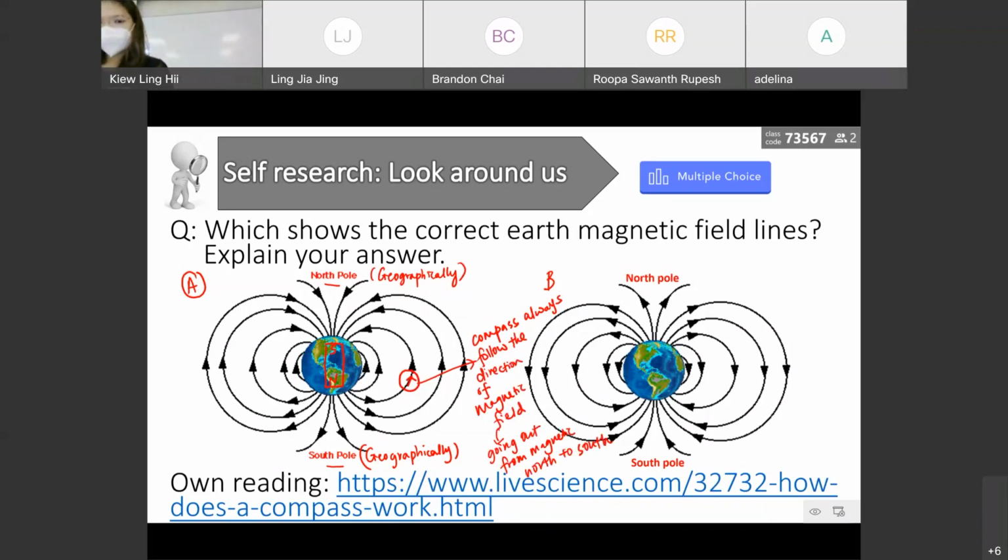Alright, so that's why when we place our compass, it will always point to the geographic north pole. So whenever you use a compass, the direction the compass shows, we call that the north. But in fact, inside the Earth itself, our geographic north pole is actually a magnetic south pole. So that's why, if you know Chinese, Chinese people call the compass 指南针. 指南针 means the needle that points towards the south.